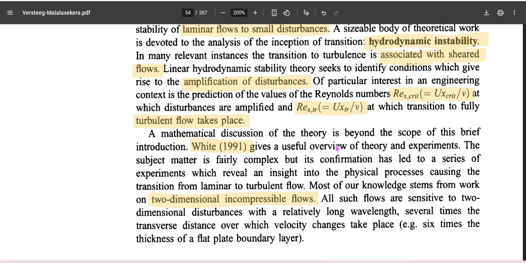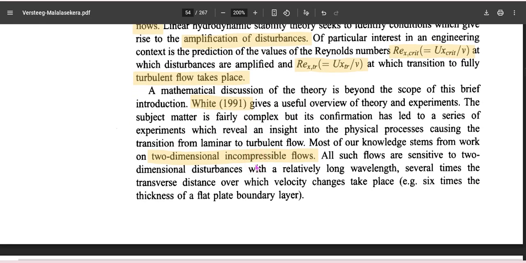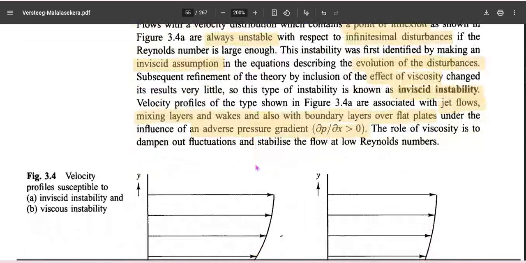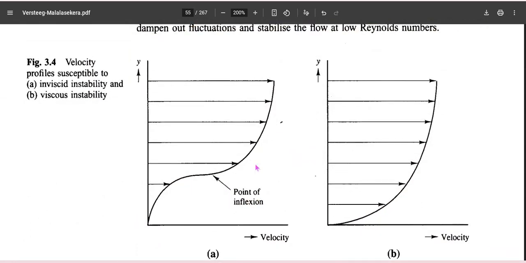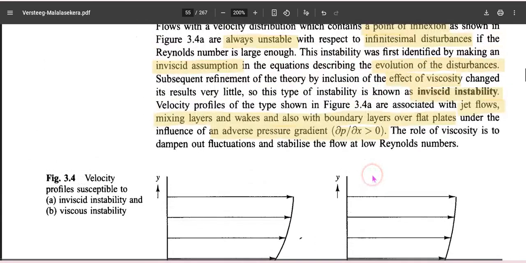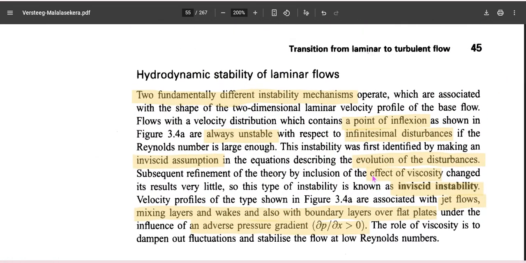A comprehensive overview of this theory was given by White in a paper in 1991, and it is mainly about simple two-dimensional incompressible flows, like flow over a flat plate, flow through a jet, and flow through a pipe. There are two basic things: how the boundary layer develops along the flow direction, and whether there is a point of inflection or no point of inflection. These are the two main criteria on which the theory is built.